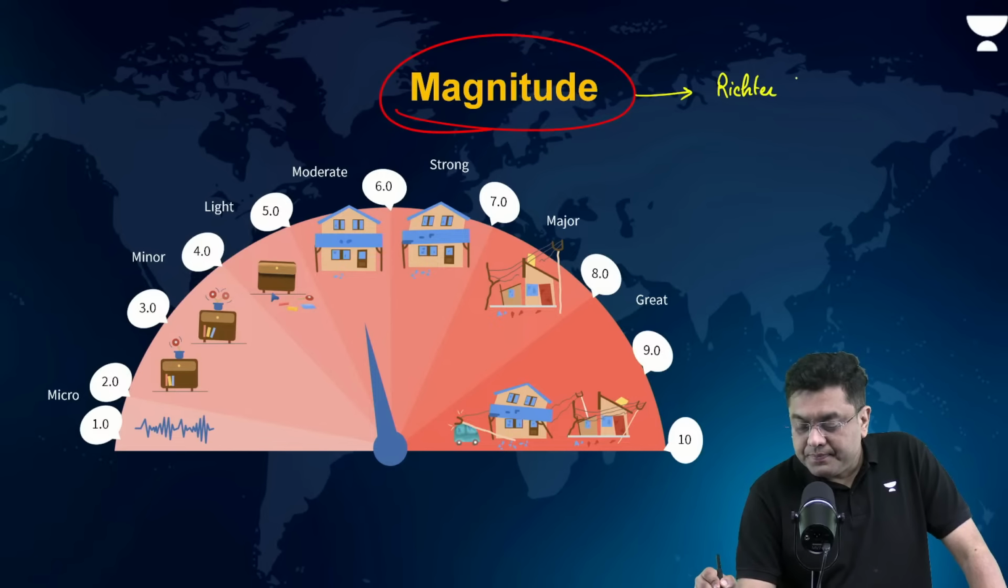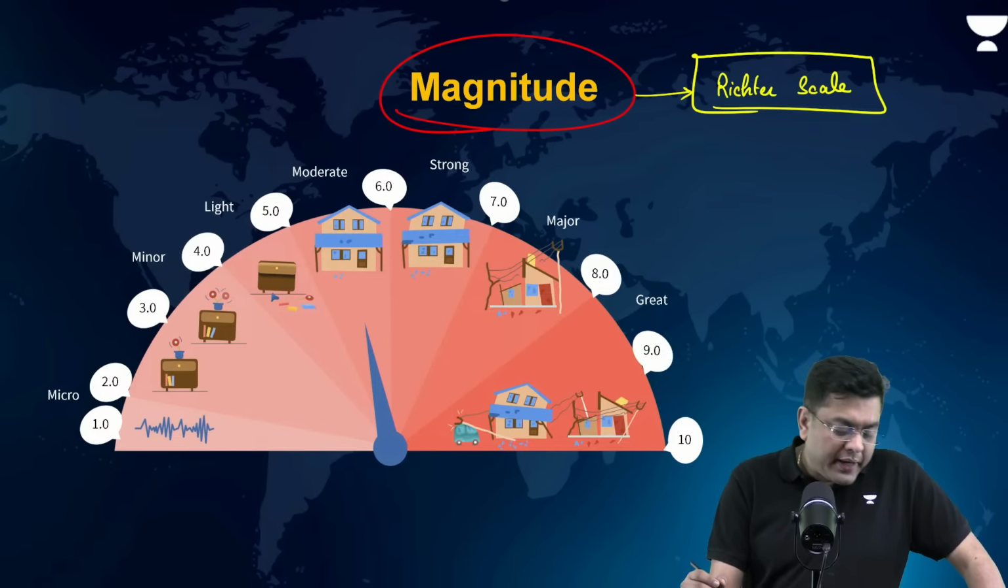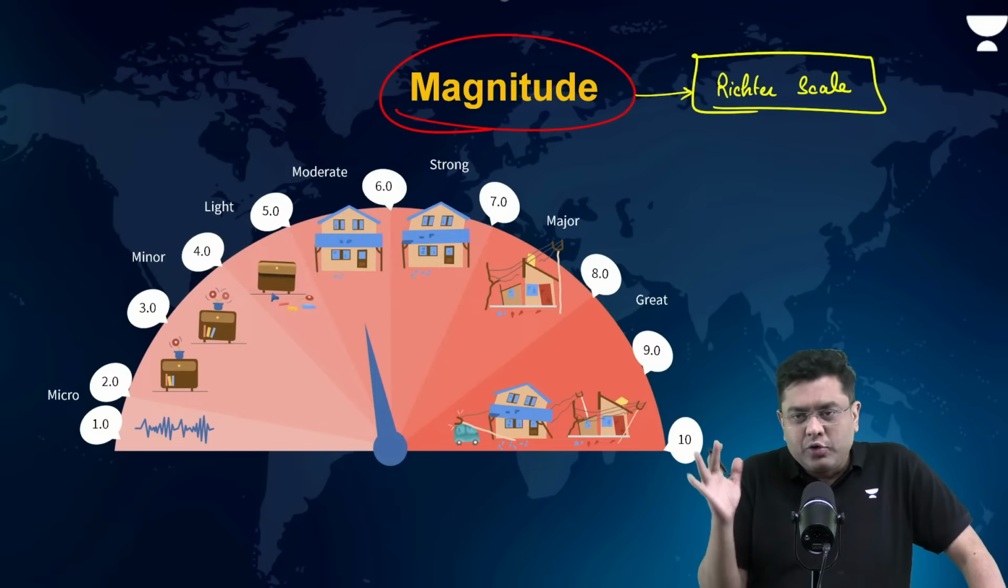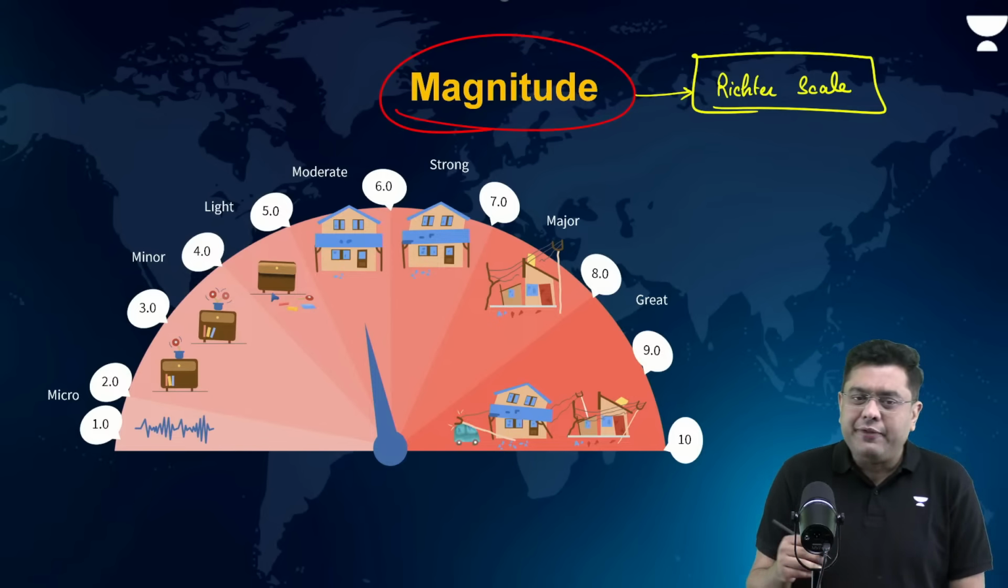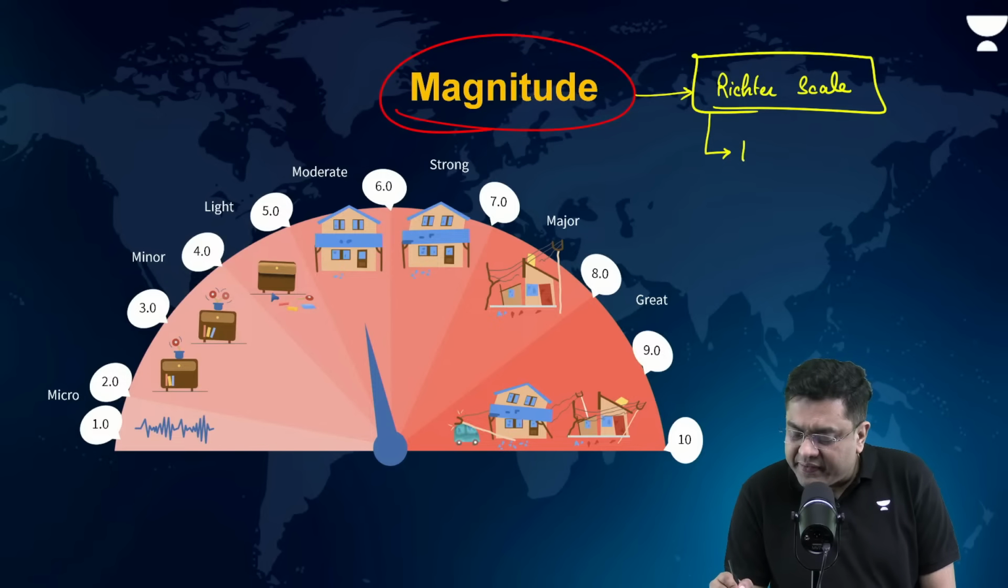The Richter scale measures the energy released during an earthquake. Okay, so here the variation is from 1 to 10; an earthquake of more than 9 has never been recorded. One thing that you have to keep in mind for your exam is that this Richter scale is logarithmic in nature.